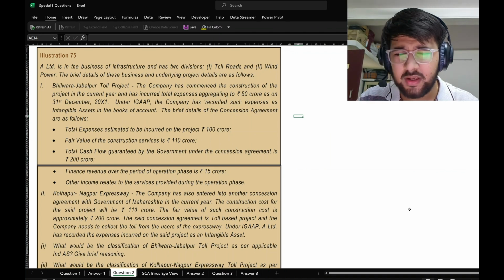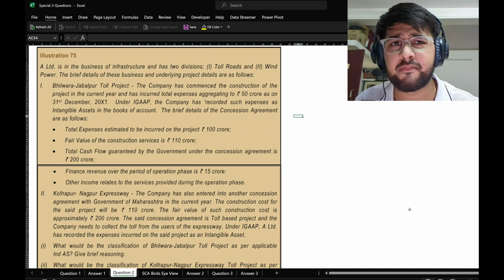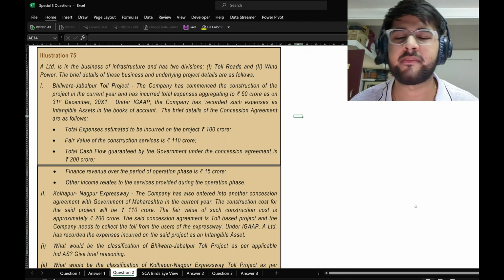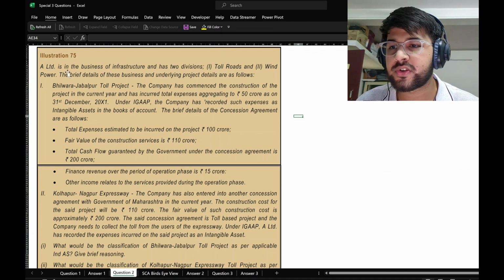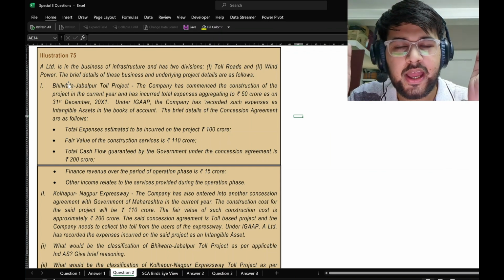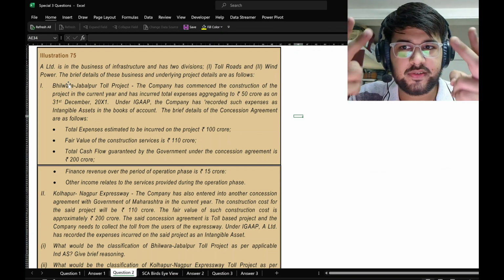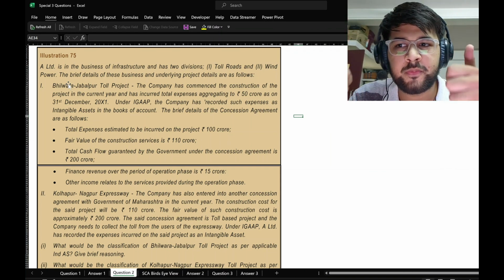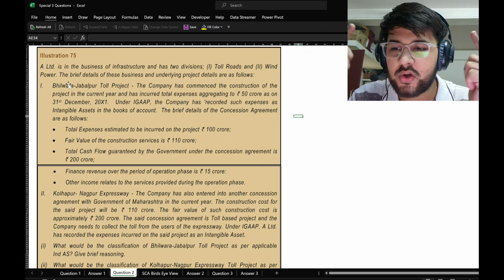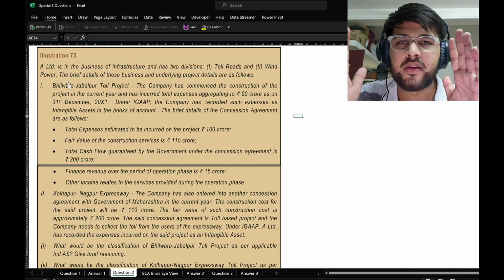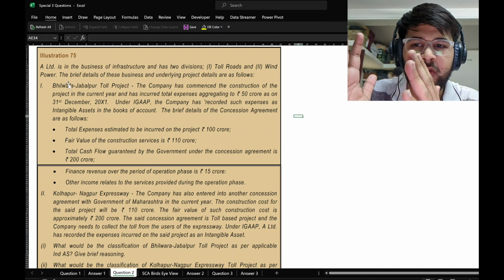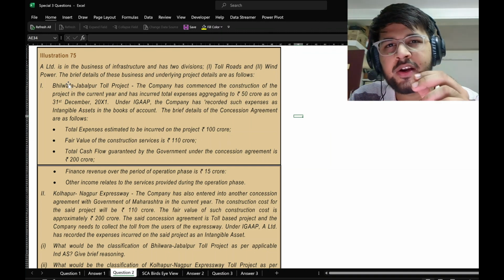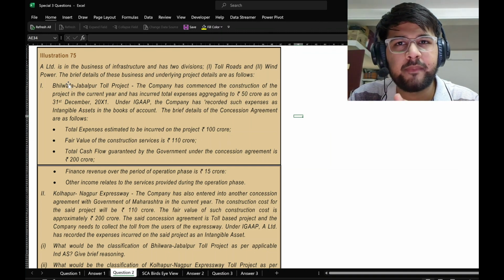So let us go through the question, then I'll give some bird's eye view of the service concession agreements and the topic discussed. So the question says that the entity A has 2 projects going on. The first one is Bhilwara-Jabalpur toll project and the second one is Kolhapur-Nagpur expressway. So for the Bhilwara-Jabalpur toll project, they have incurred cost of 50 crores during the year. They expect the total cost to be 100 crores.